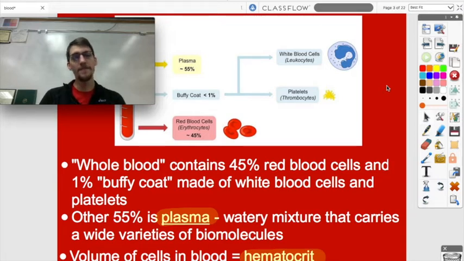The other 55% that isn't made up of cells themselves is plasma, and you may have heard of donating plasma before. Plasma is a watery, yellowish mixture that carries a wide variety of biomolecules, and we're going to be talking about what plasma carries later on, but it is the liquid in which all of these different types of cells are suspended. So it's the fluid part of the blood. It's what makes blood liquid.